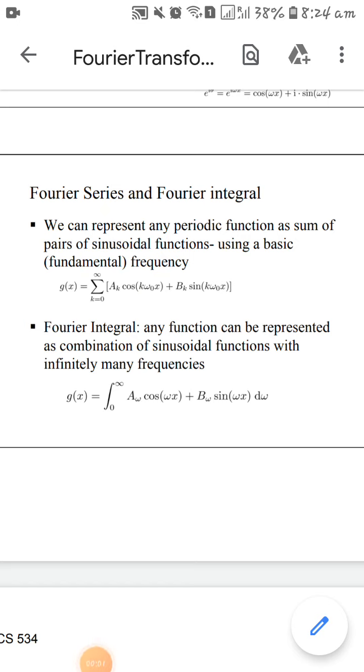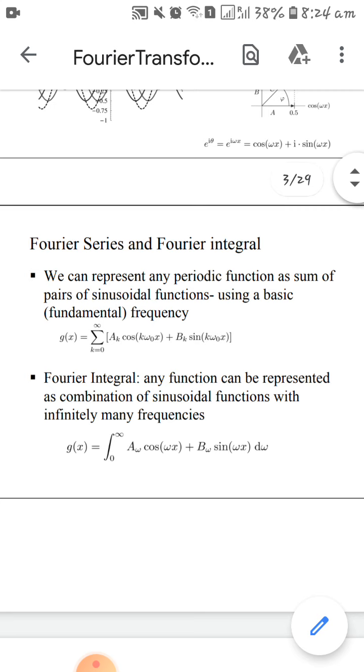Okay, so now we are starting our experiment number 4. Experiment number 4 is DFT analysis of images. DFT is discrete Fourier transform. So why are we going for Fourier transform and what does it mean? We have to know that before starting the experiment, right?